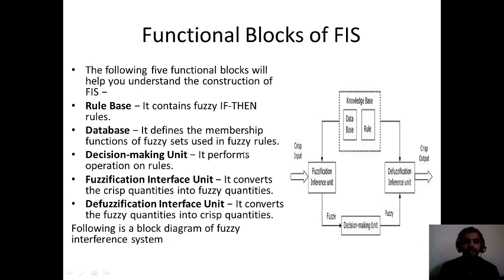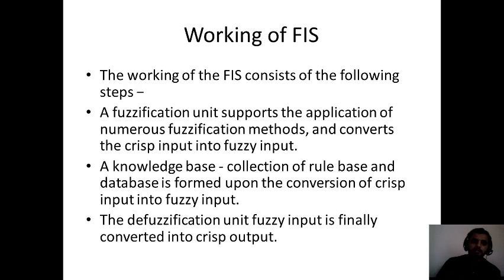The last one is the defuzzification interface unit. It converts fuzzy quantities into crisp quantities. See, fuzzification converts crisp into fuzzy, and defuzzification converts fuzzy into crisp. These are the 5 major building blocks or functional blocks of a fuzzy inference system. So this is a diagram of the functional blocks of a fuzzy inference system.